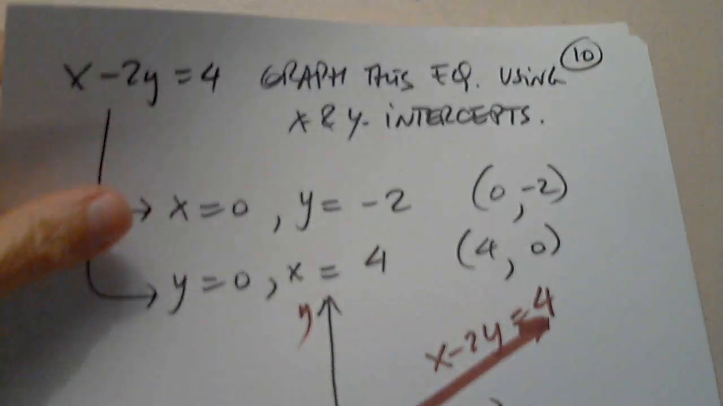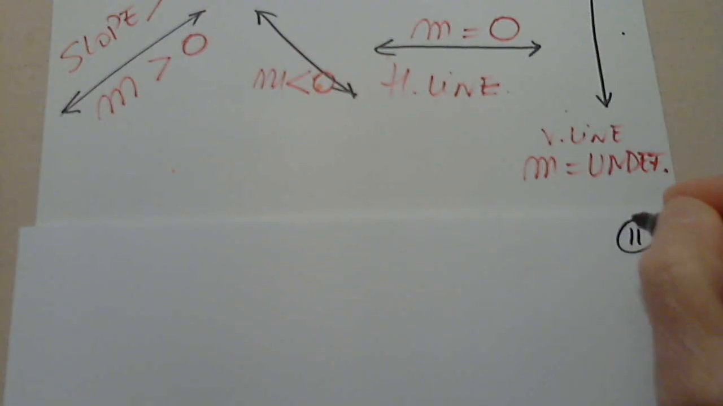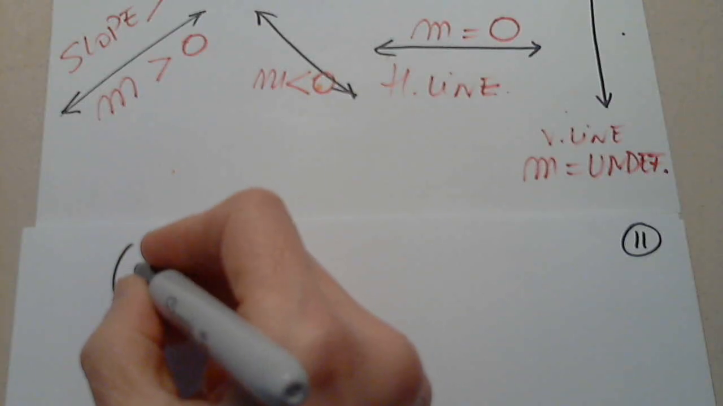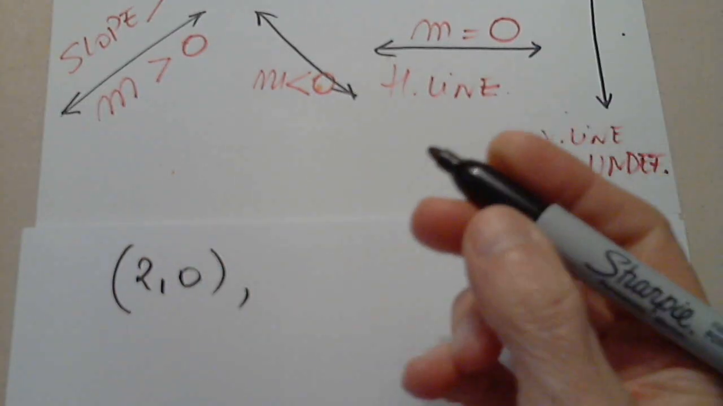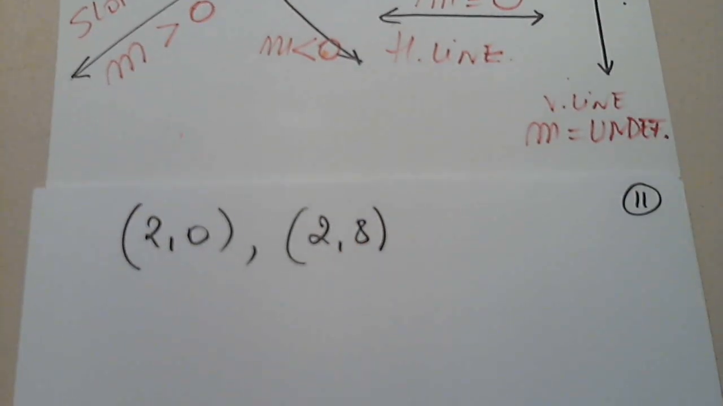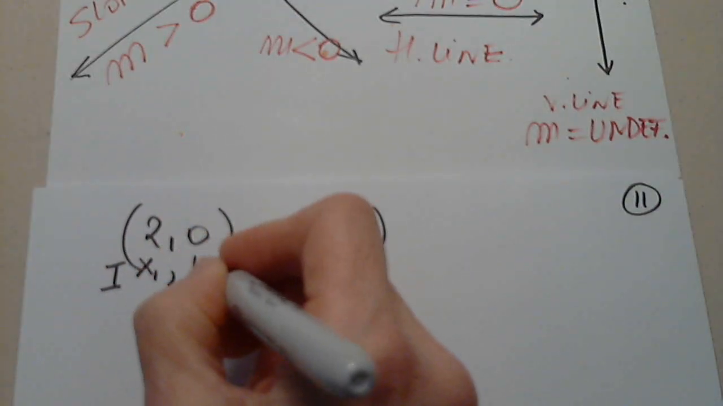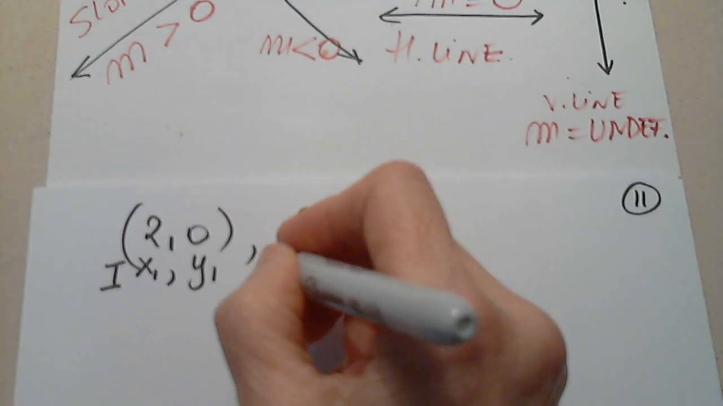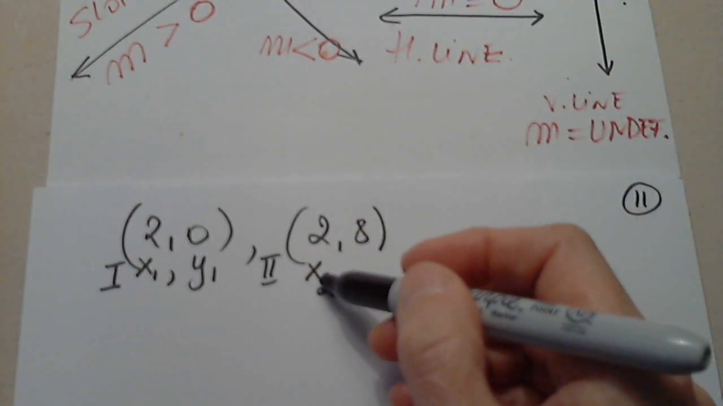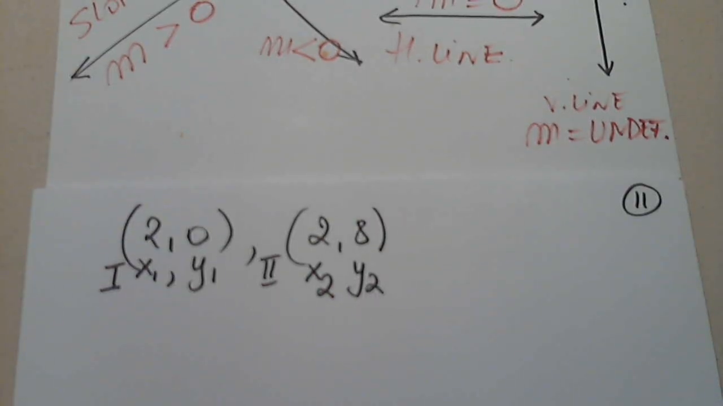So, for example, if I'm giving you 2 points, let's say 2, 0 and 2, 8. This is point 1, so I'm going to call the first coordinate x1 and then y1, the second coordinate. I'm going to call this point 2, it doesn't matter. So this is x sub 2 of point 2, and this is of course y sub 2, the y coordinate of the second point.